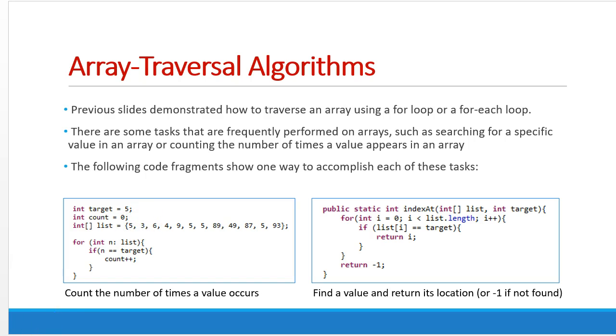Now we're going to talk about some common array algorithms, things that you'll frequently want to do. So for example, here is how you count the number of times a value occurs in an array. Here we're using the shortcut terminology. This would normally be for int n equals 0, n is less than list.length, n++. Then if n is equal to the target value being 5, then we increment the count.